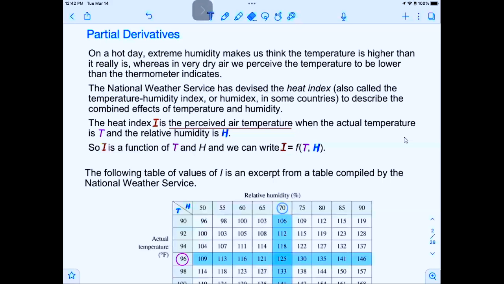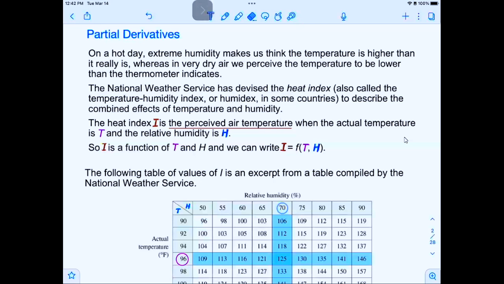So, Jack, could you read from here to here? The heat index I is the perceived air temperature, and the temperature is T and the relative humidity is H. Okay. Alright. Matthew, could you read from here to here? So I is a function of T and H, and we can write I is equal to that function of T and H. Okay, great, thank you.